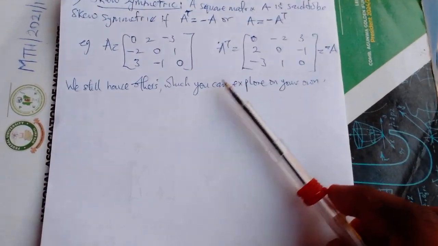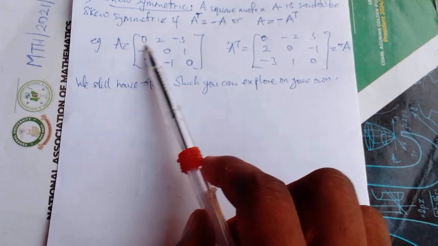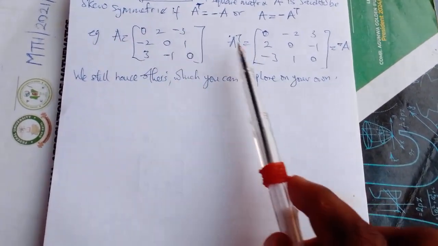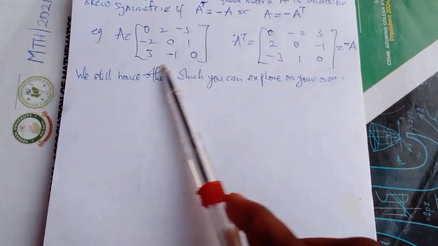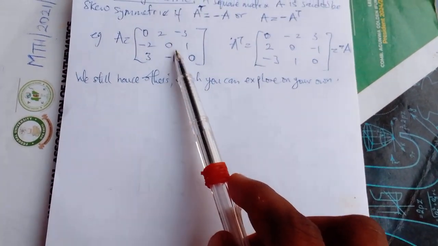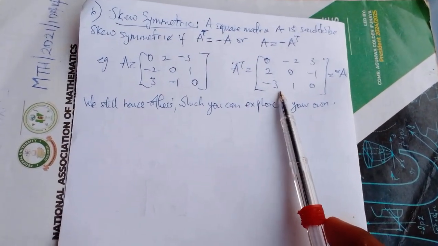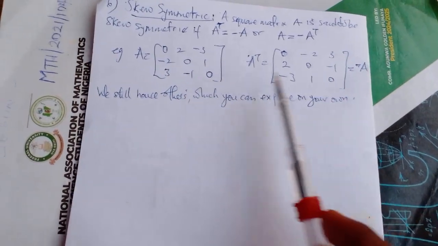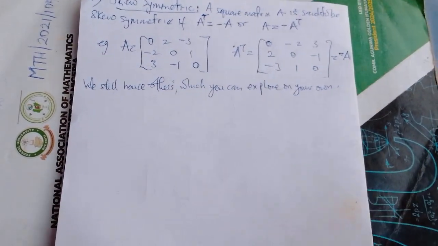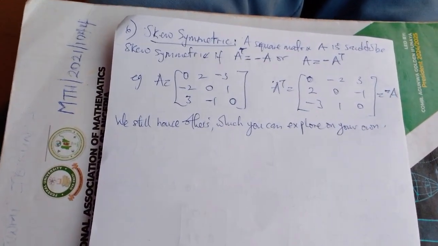Now if you compare A and A transpose, you see that A transpose is just like the negative of A. Look at it, you have 0 and 0. This is minus 2 and this is 2. This is 3, this is minus 3, this is 2 and this is minus 2, this is 0, this is minus 1 and this one is 1. This is minus 3 and this is 3. This is 1, this is minus 1, 0 and 0. Can you see now that A is equal to minus A transpose? So that is why we call it a skew symmetric matrix. Is it clear?